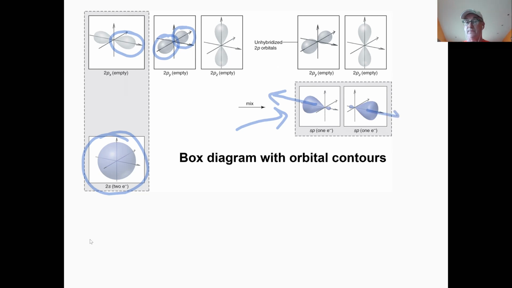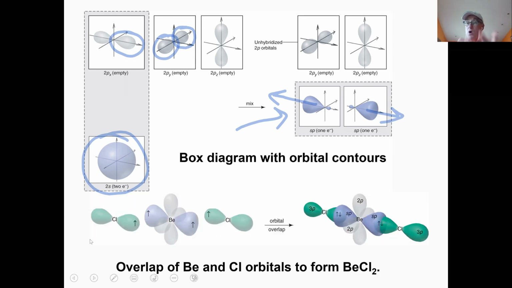Same with this one. So you have two sp orbitals on opposite sides of the atom being able to bond with another atom on one side and another atom on the opposite side. And so this is what the molecule would look like. So here we have our beryllium. Here's one of its sp orbitals. Here's the other sp orbital. And these are the p orbitals that are empty. So there's nothing in them, so we don't have to worry about them.